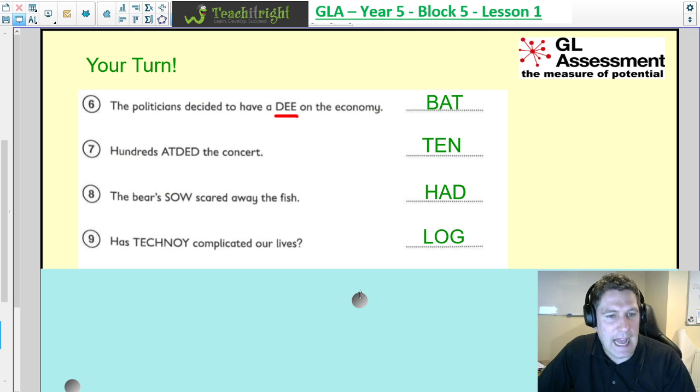Number 9, has something complicated our lives? Now, I think there's probably enough letters here to give you a bit of a clue to that word, and the word is technology. So technology complicates our lives.